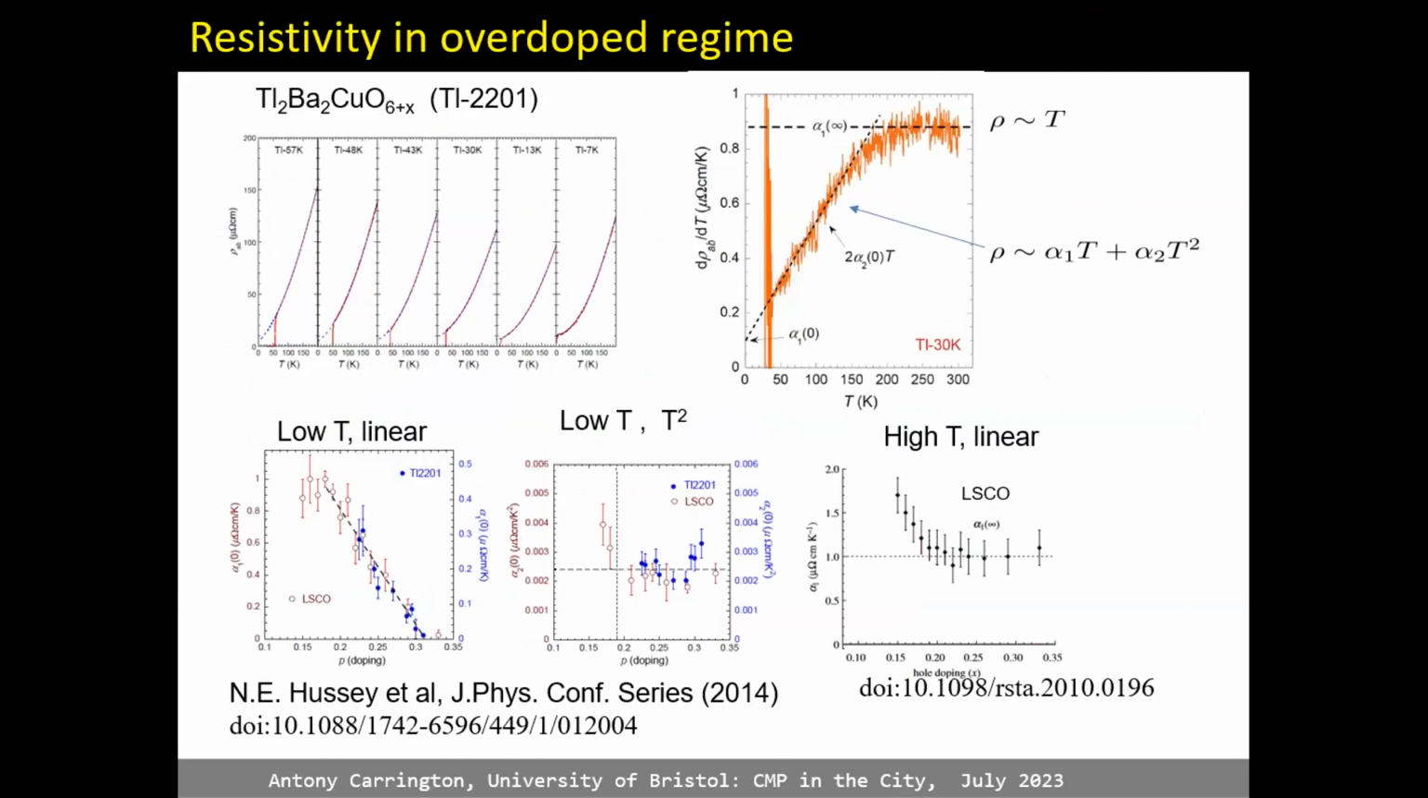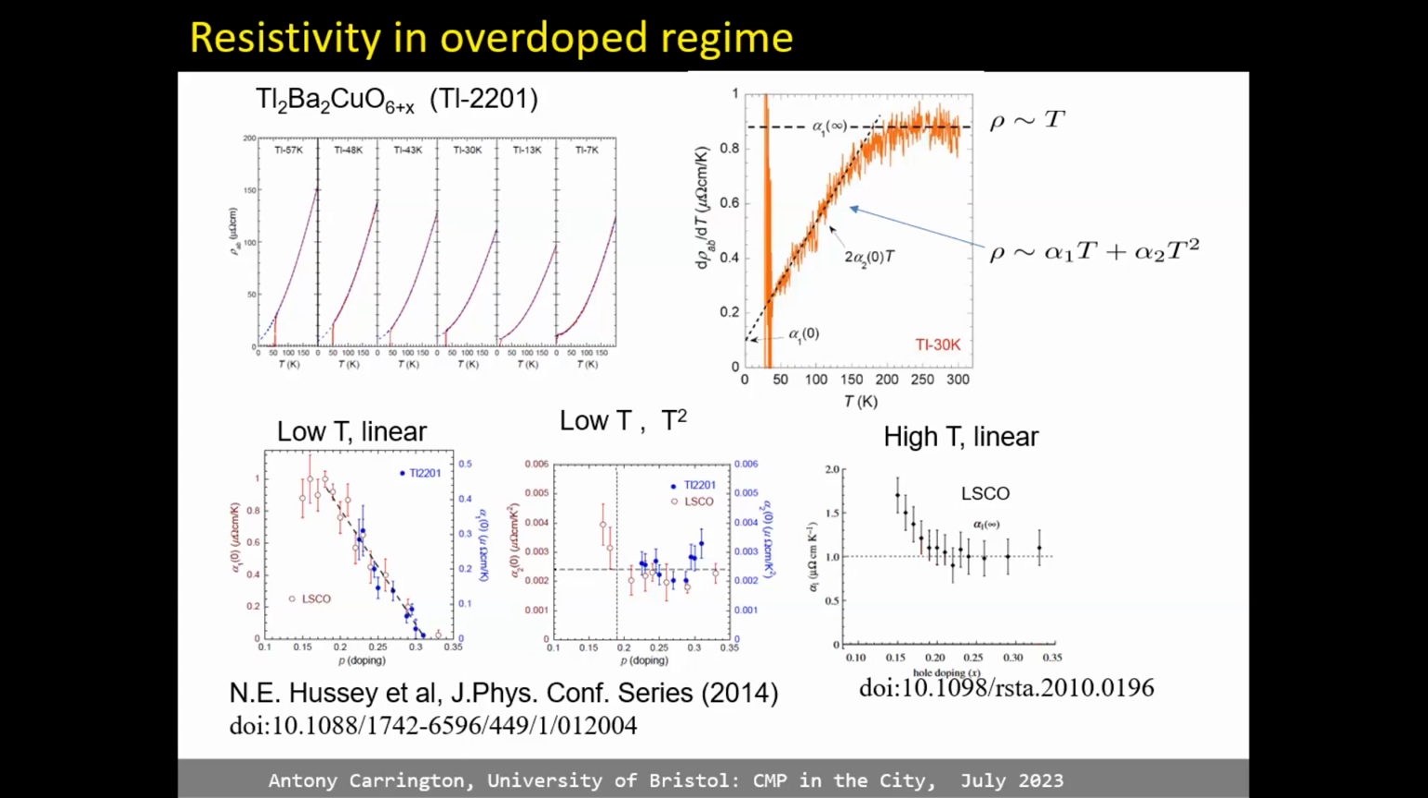Okay, so what about this? I said it's got this linear in T, but you've also got a T squared coefficient. The T squared part seems to be almost independent of doping in this overdoped regime. So if you look at the raw data, the resistivity starts off being linear and goes eventually like T squared. It's because the T squared term is independent of doping, whereas the linear term goes to zero at the edge of the dome. So eventually this one wins.